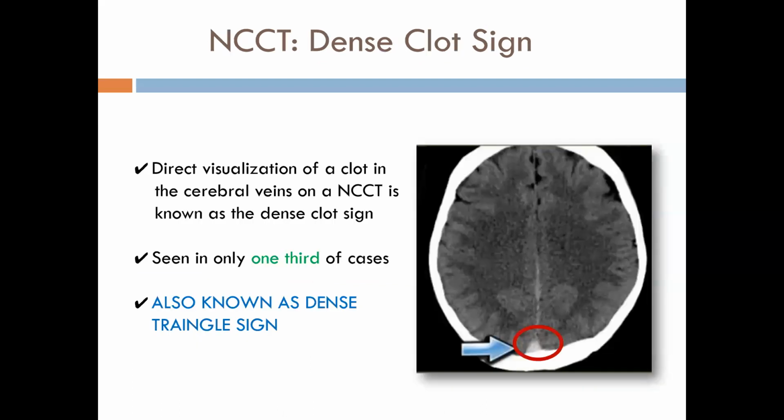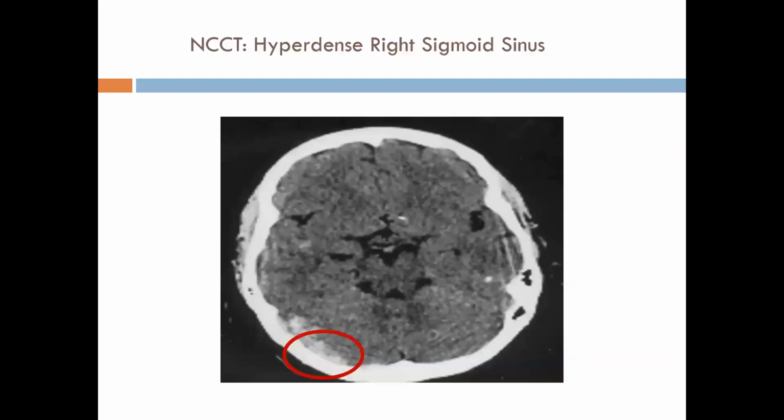Next slide. And as all of you know, the dense triangle sign or dense clot sign, in a normal CT in the superior sagittal sinus, in the posterior aspect, you are seeing the hyperdense signal. This is called the dense clot sign or dense triangle sign. It is seen in around 30 to 35% of the patients. Next slide. This is also one more dense sign, involving the sigmoid sinus. Next slide.